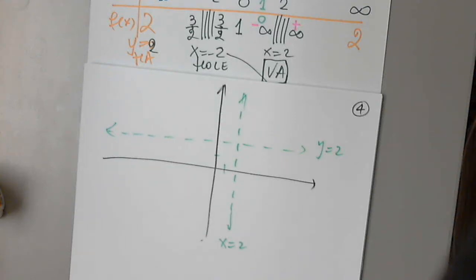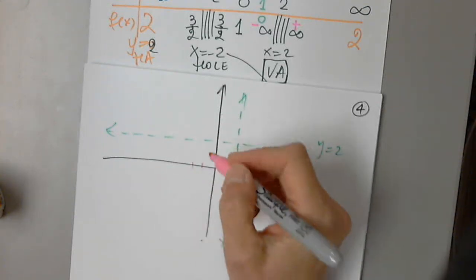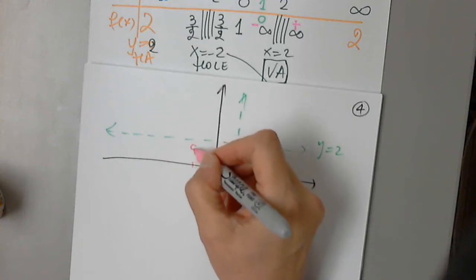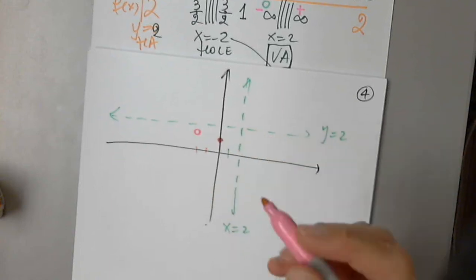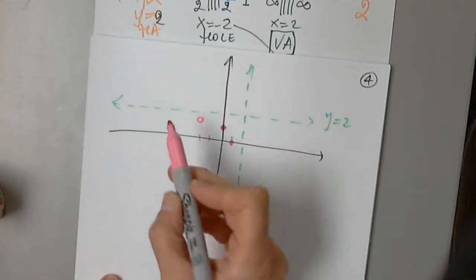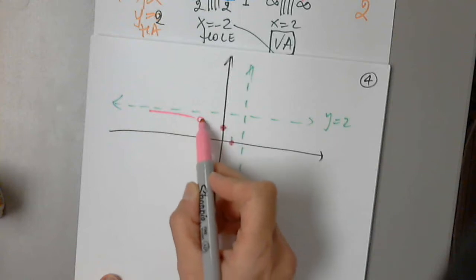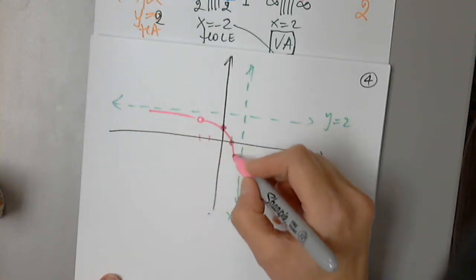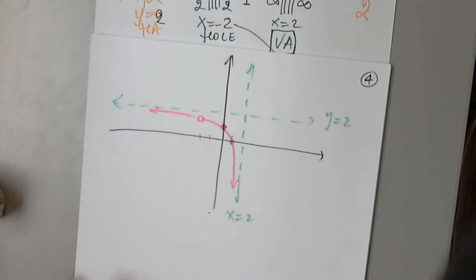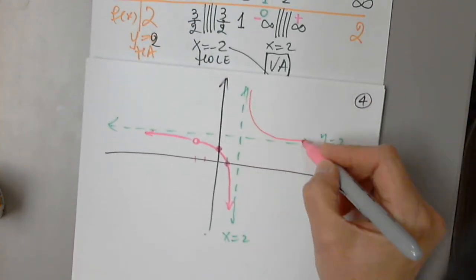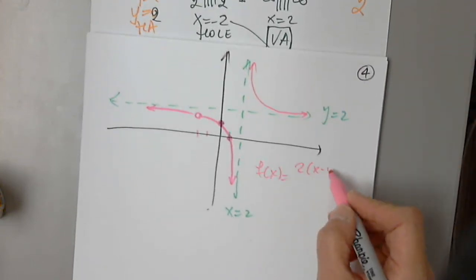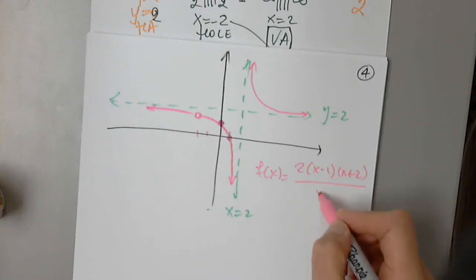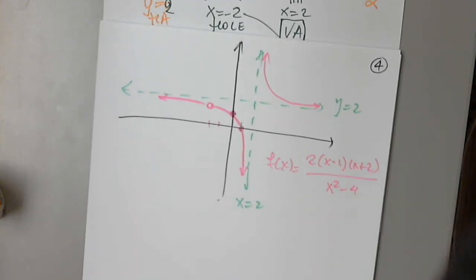Now we plot the points. -2, 1.5 is this hole. 0, 1 is this point. 1, 0 is this point, as we expected. And here's the graph. We knew everything about it. On the other side, it's quite easy. No problem. So this is f of x equals 2(x minus 1)(x plus 2) over x squared minus 4.